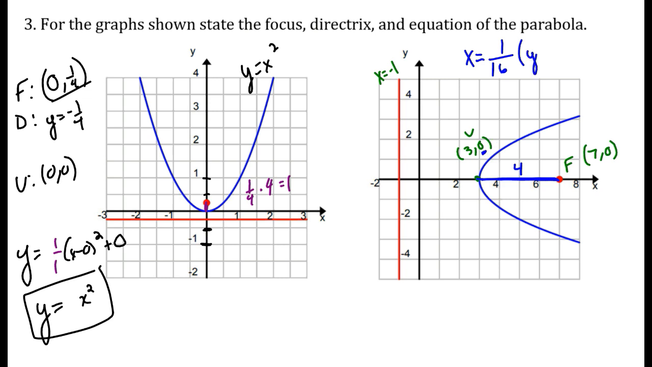Y, we put the y value in there, minus 0 squared plus the x. So those get switched there. The y value gets negated and put on the inside. The x value goes on the outside. So you might see this written as x equals 1/16 y squared plus 3.